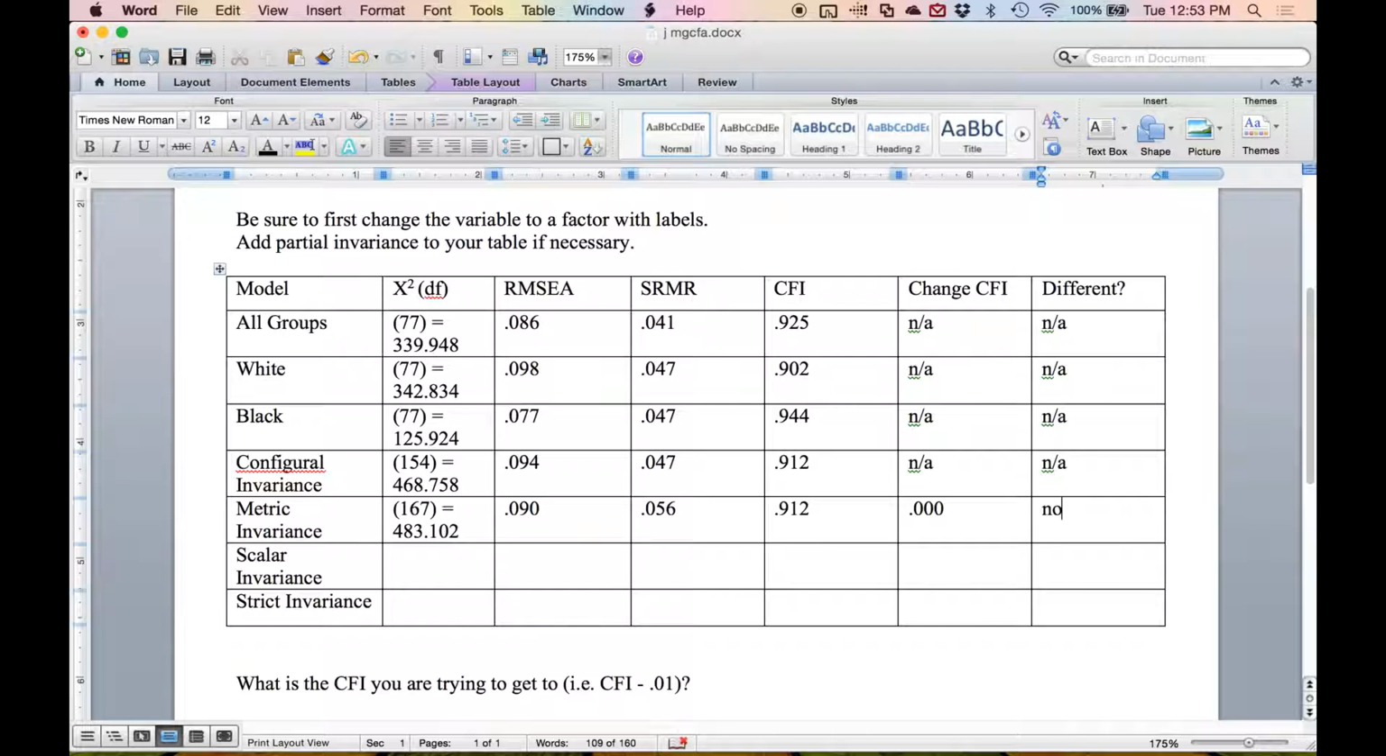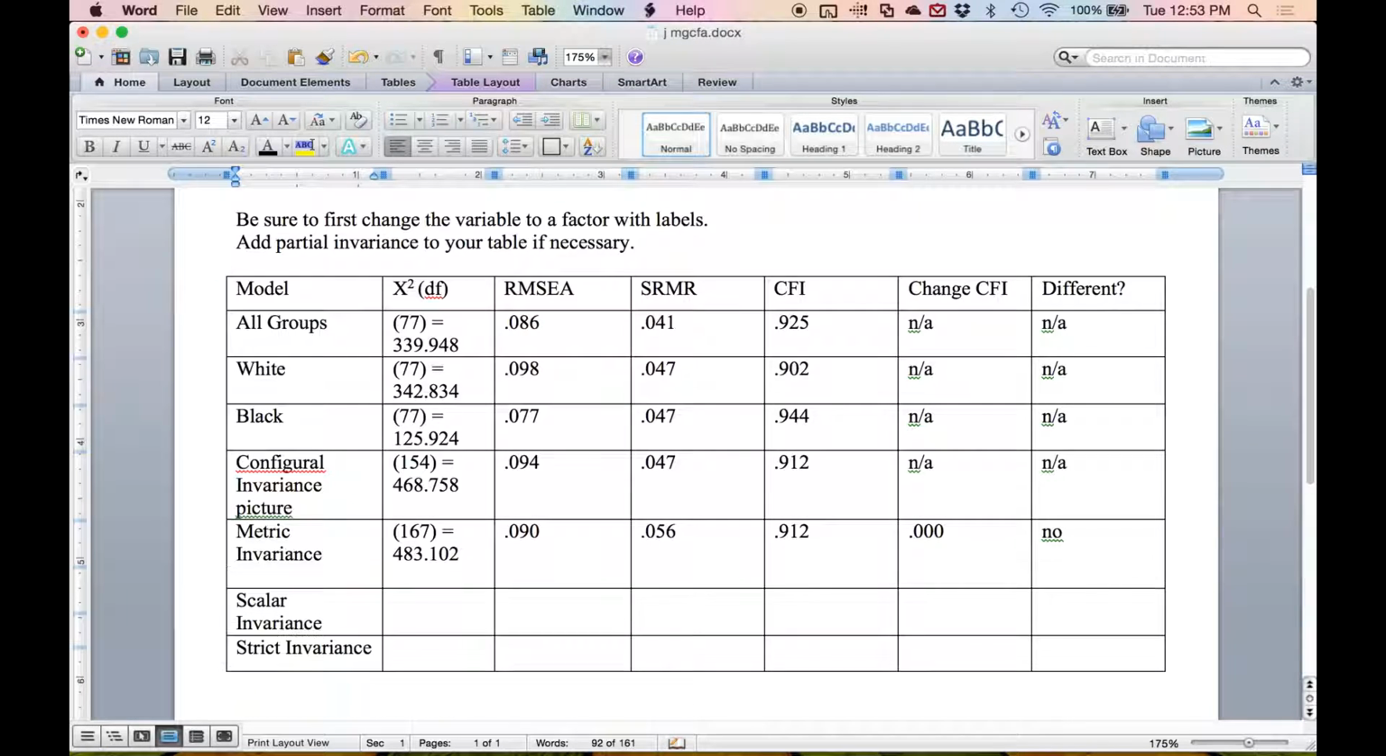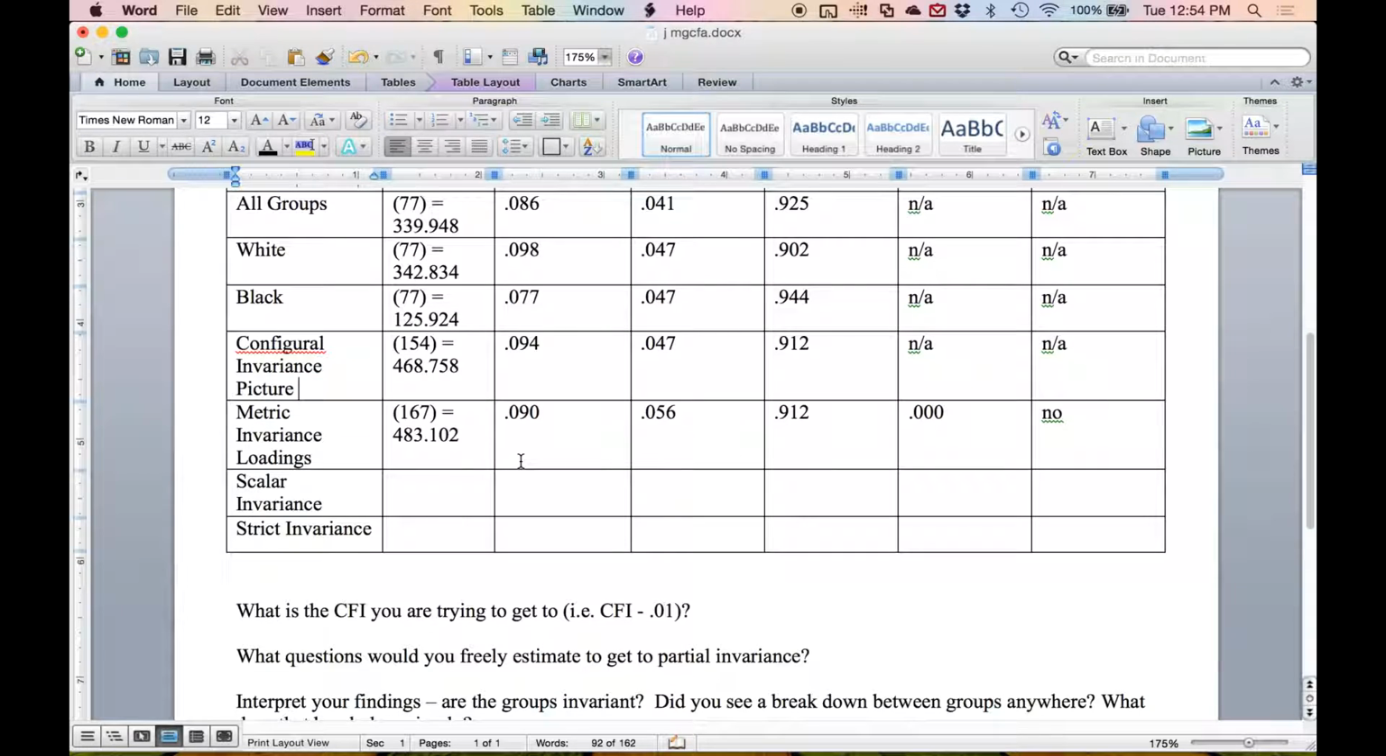So that means that the loadings are the same. This one's all about the loadings. Those loadings across groups are roughly equal, which is great because in a sense it means that I can use this scale for either group and I know that each question has the same weight to the latent variable across groups. That's cool because it means the questions are all linked the same to the latent variable. They're not all equally weighted because some questions are better than others, but they're equally good for each group.